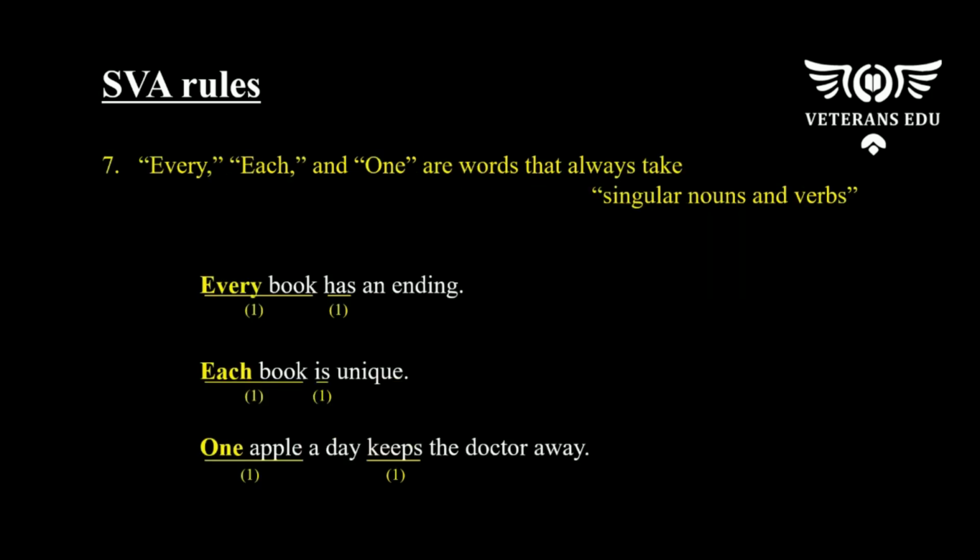Rule number 7. The words every, each, and one are magic words that always take singular nouns and singular verbs. For example, in the sentence, every book has an ending, the subject is every book, which makes it singular. And in the sentence, each book is unique, again, the subject is singular. And of course, in the final sentence, one apple a day keeps the doctor away, the subject is one apple, which is singular.